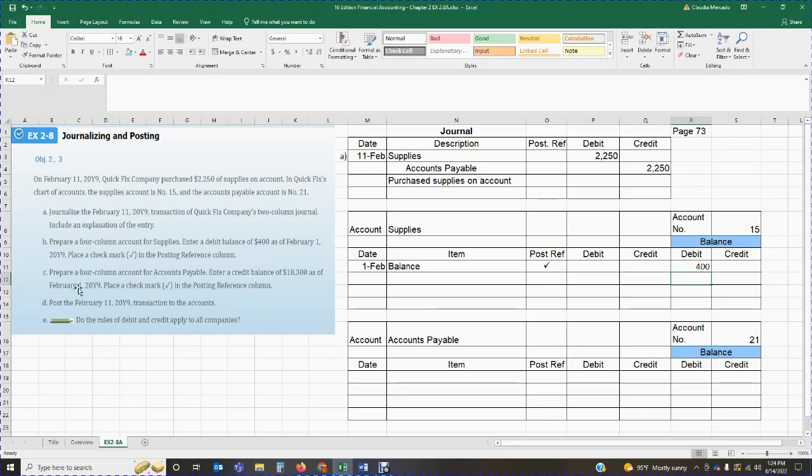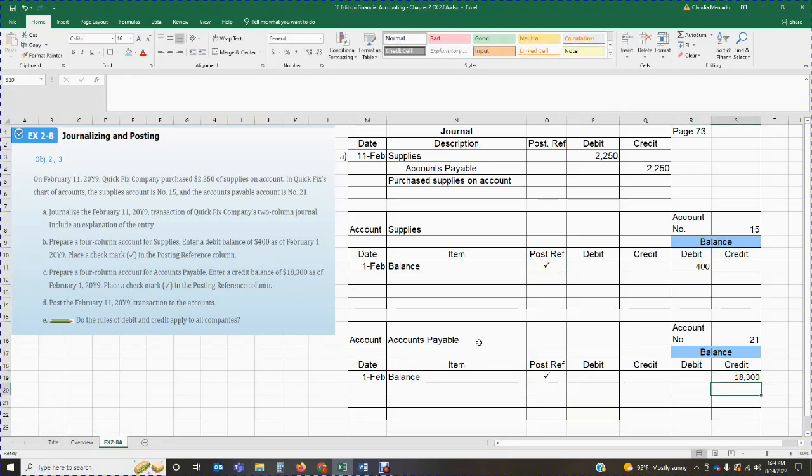Now they're asking us to prepare a 4-column account for accounts payable, which I have here. And they're asking us to enter a credit balance of $18,300. So this is happening as of February the 1st. This is my balance. We're going to enter the check mark as indicated in the post reference column. And my beginning balance, be very careful, it says it's 18,300 credit.